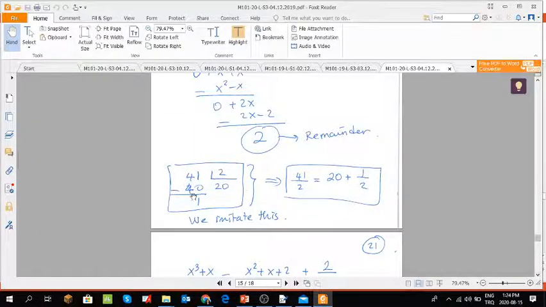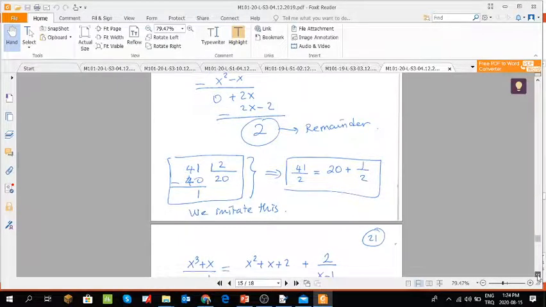So I'm just telling you, we imitated this. Look, next we are going to write this rational function as a sum of two functions as follows. 41 divided by 2 is 20, and the remainder is 1. How would you write 41 over 2? You write 20 plus 1 over 2.